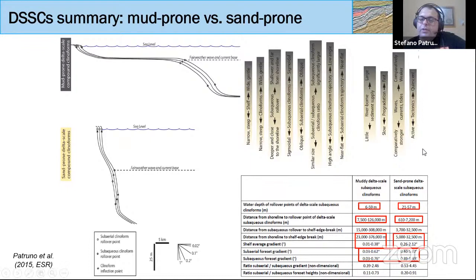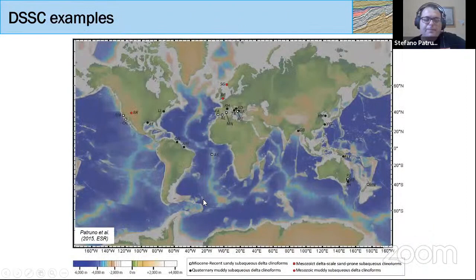Strong waves, current, and tides. And this is weaker waves, current, and tides. Tectonic active, tectonic quiescent. So that's the generic. And now let's see some examples, just to relax a little bit.